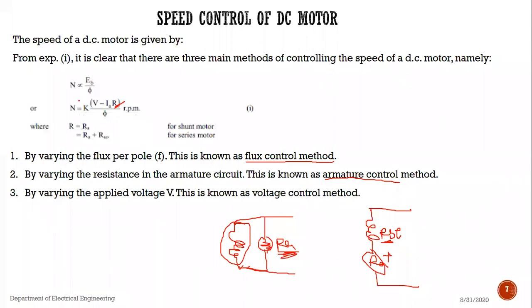Now suppose that IaRa is a constant and the flux is a constant. Then which parameter matters for the speed? The parameter is voltage. If we vary the voltage, our speed will also vary. So by controlling the supply voltage of the motor, we can vary the speed. That's why this is known as the voltage control method.